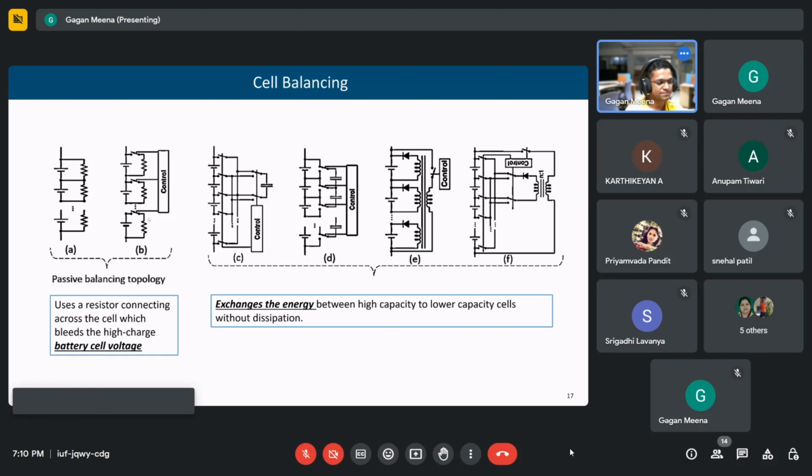It's external. For each pack, it was also shown in the lecture, but I have not put that picture here. All these modules have one cell balancing circuit external to them. These cells are connected in a series-parallel combination, vertically and horizontally, and for each module there is one cell balancing circuit.